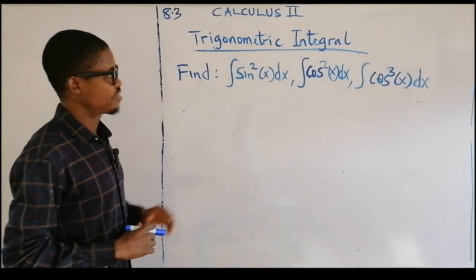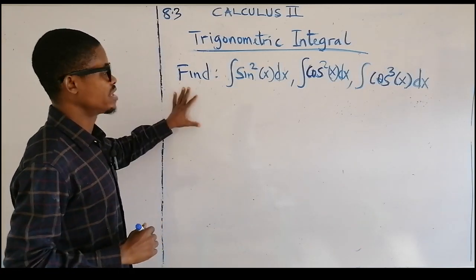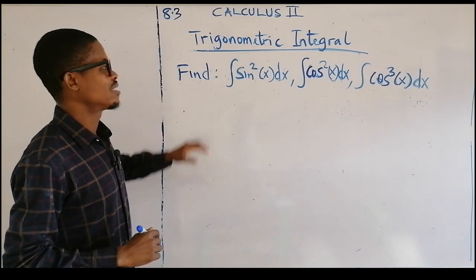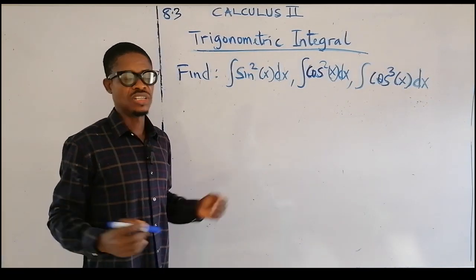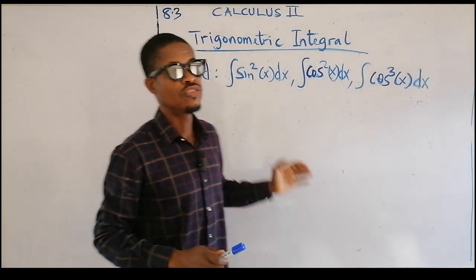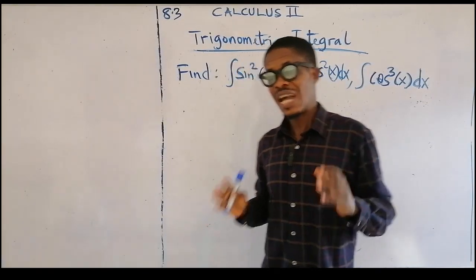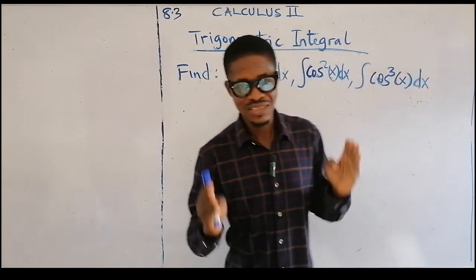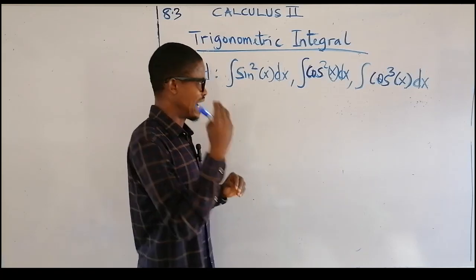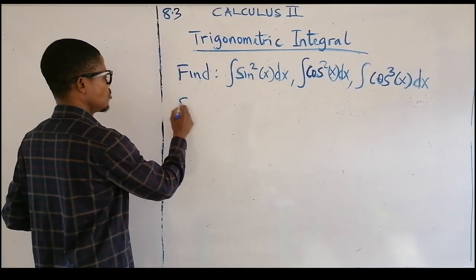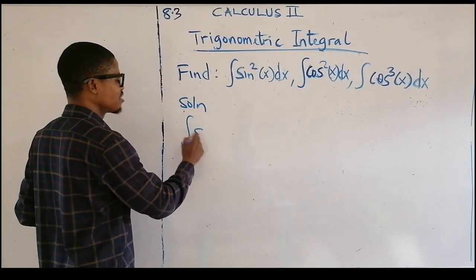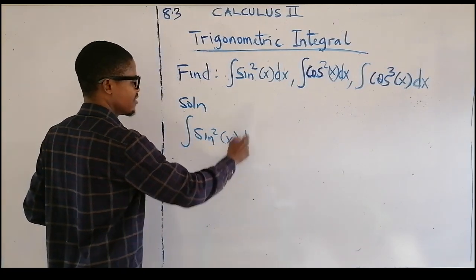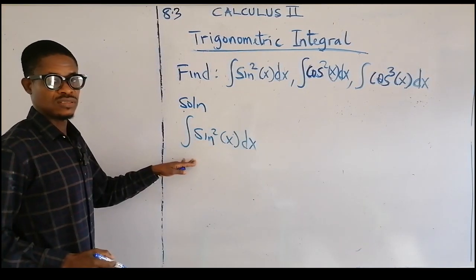Episode of Trigonometric Integral, and we have the following question to explain trig integral. The only approach to this is to use a trig identity. That is the best approach, using what? Trig identity. So let's jump into the solution. The first one, we have integral of sine square x dx. There is no direct link for this, okay?